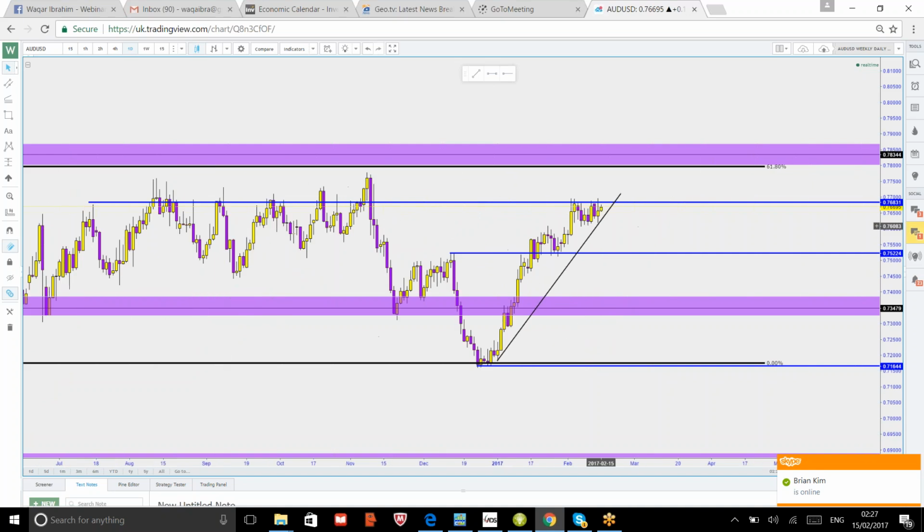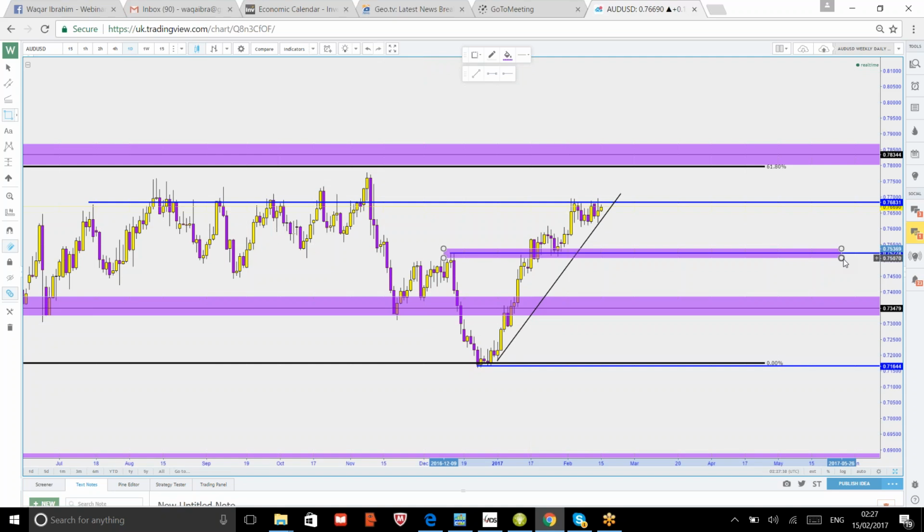Okay, it's an uptrend. A breach of this trend line can resume a retracement to the downside, and the price's first objective will be 75.22, guys. This level. Do you understand this? Everybody understand this, right?